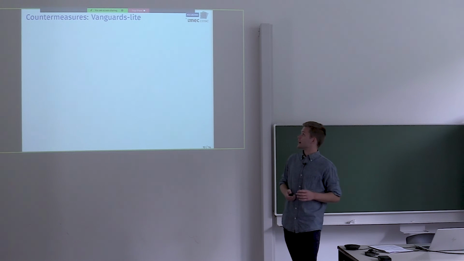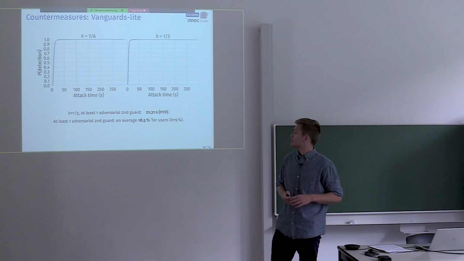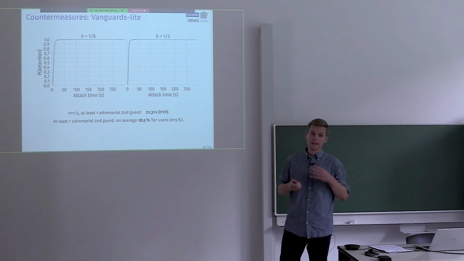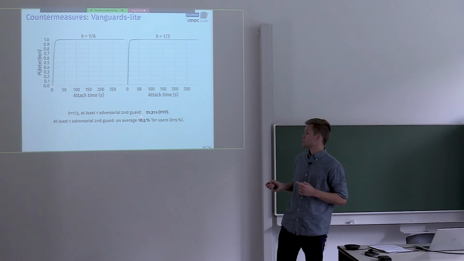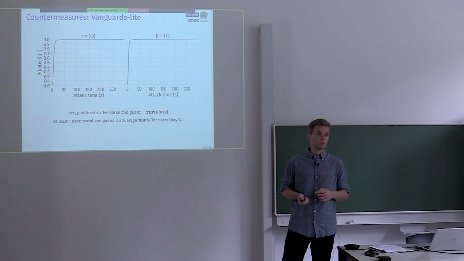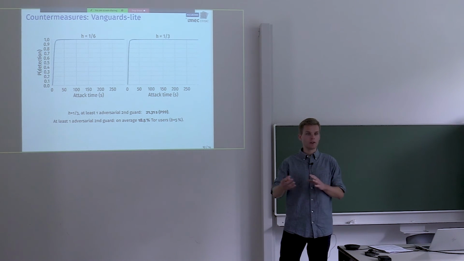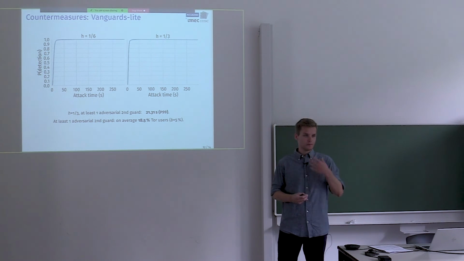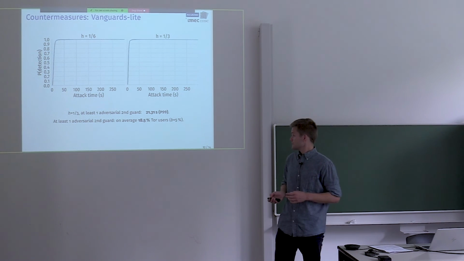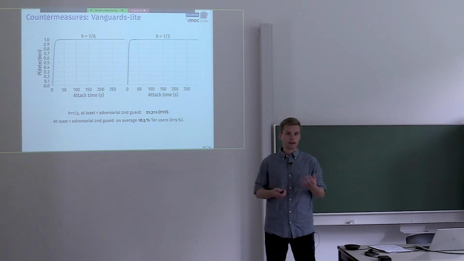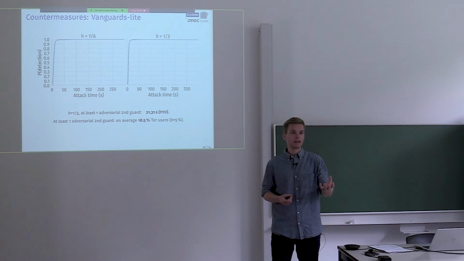And then looking at Vanguards Lite, this is the cumulative distribution plot in case the users have selected at least one adversarial relay in their second hop set. So this on average applies to 18.5% of all Tor users in the 5% relay bandwidth share adversarial setting. So the more relay bandwidth share, the likelier to be in this position, of course. And yeah, that's kind of clear, right? If you select an adversarial relay in this very small set, then the time to discover your guard is very quick because there's only 4 choices.